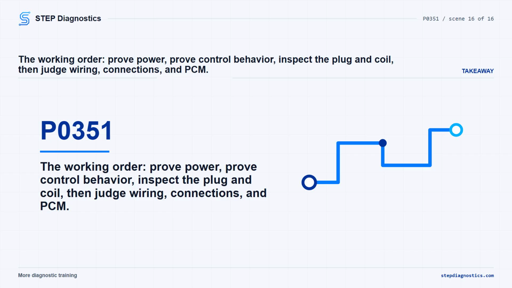The takeaway is simple. Prove power, prove the control circuit behavior, inspect the plug and coil path, and only make a PCM call after the wiring, connections, and coil check support it.